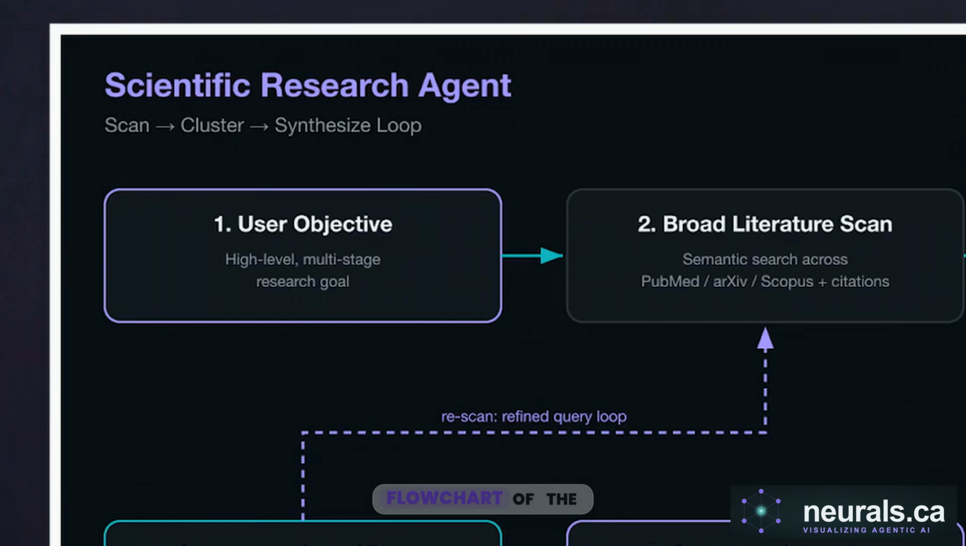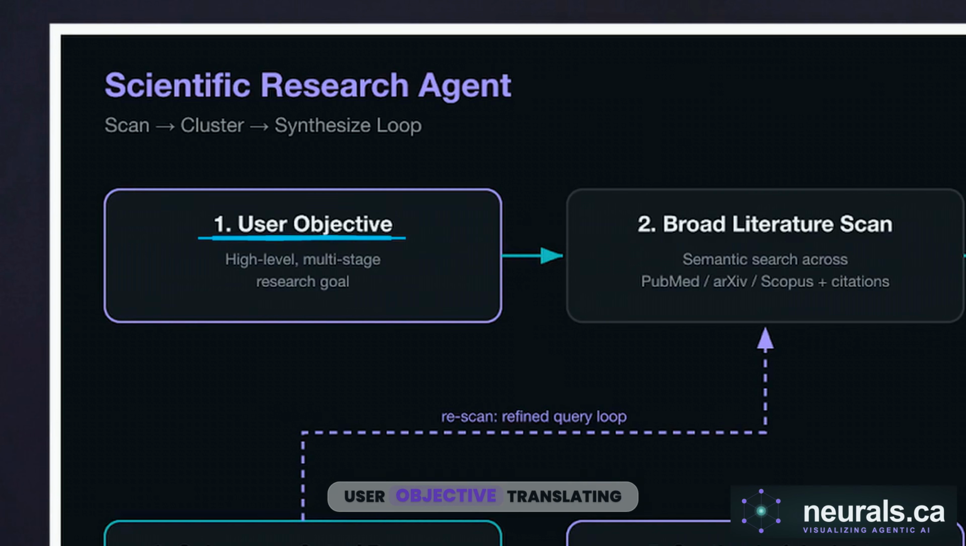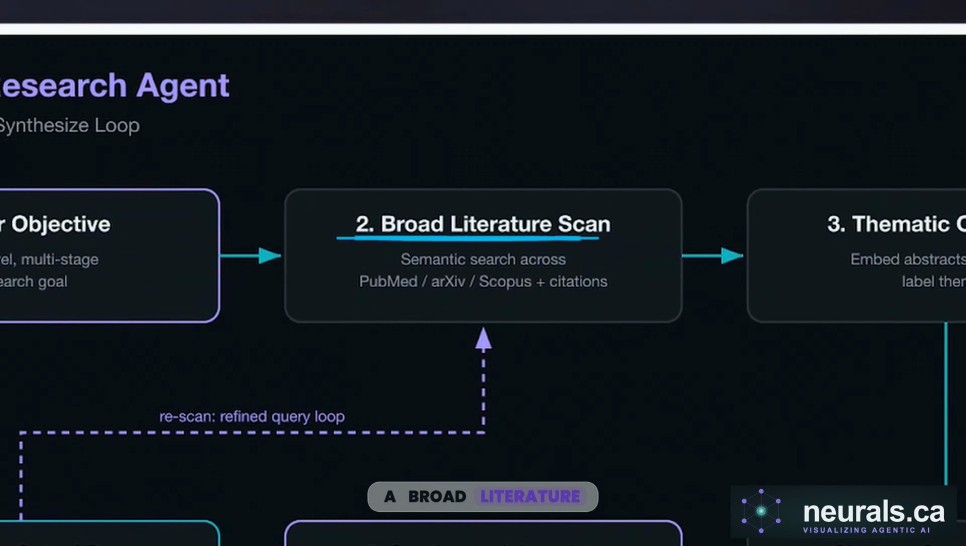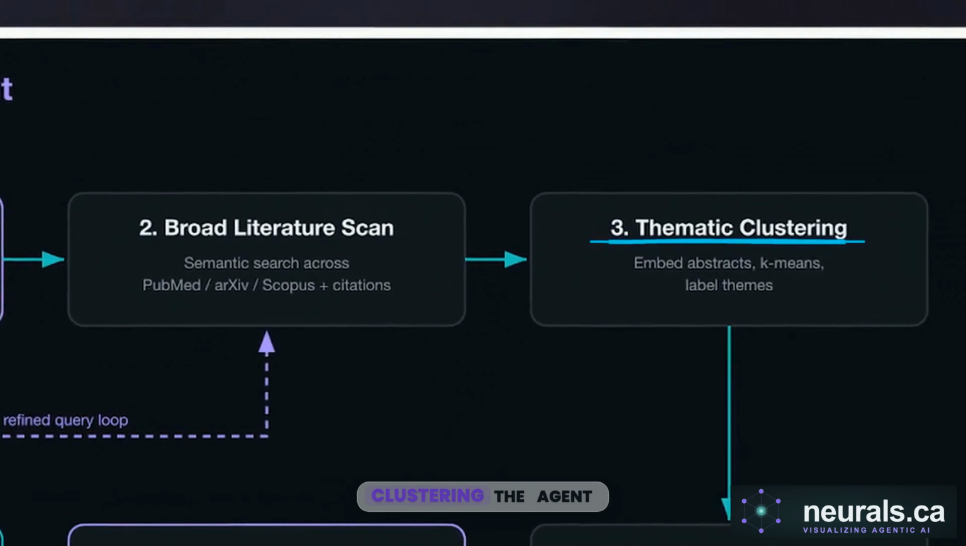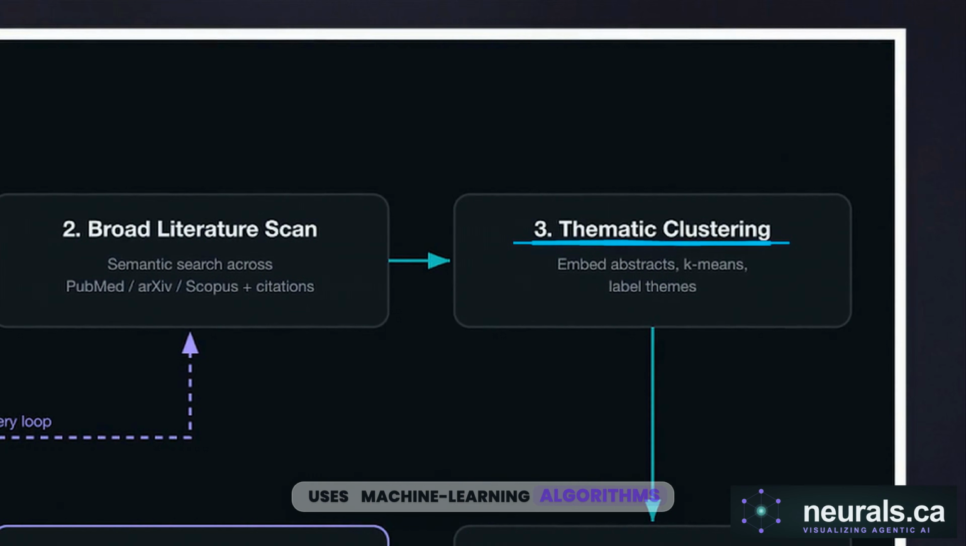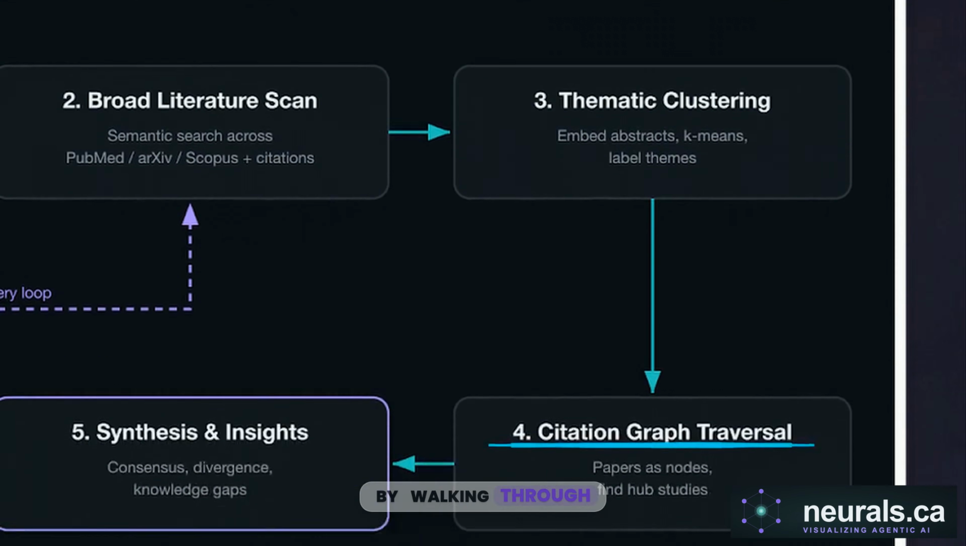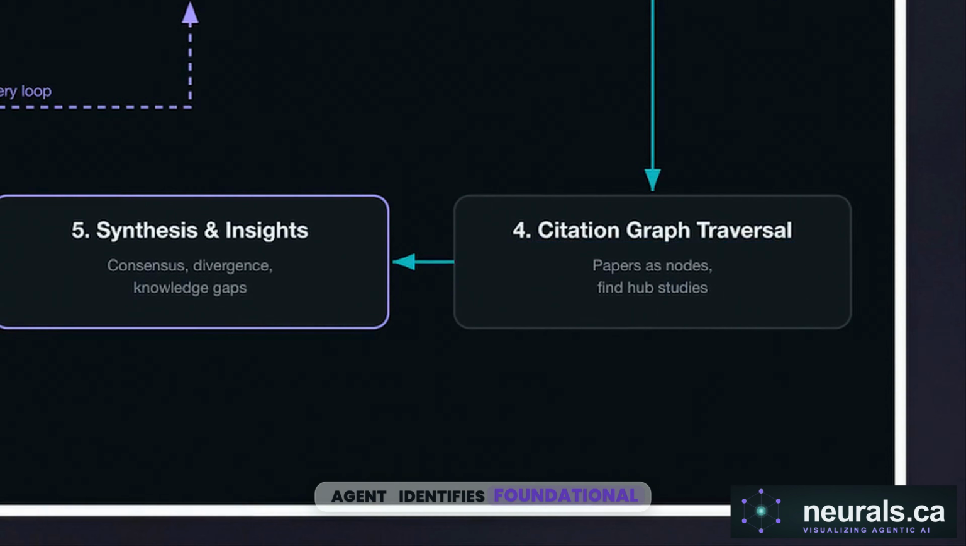Let's look at this flowchart of the 6-stage architecture loop. The process starts with a clear user objective, translating that goal into a broad literature scan, querying multiple academic databases simultaneously to pull conceptually related abstracts. Next, it moves to thematic clustering. The agent uses machine learning algorithms to mathematically group those retrieved papers into distinct labeled themes based on their content. Then comes citation-graph traversal. By walking through these references, the agent identifies foundational hub studies that bridge otherwise isolated themes.